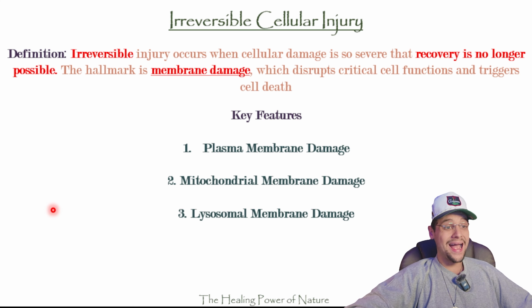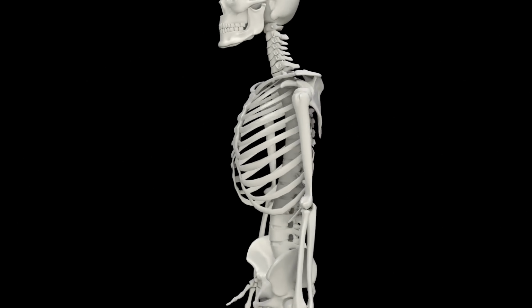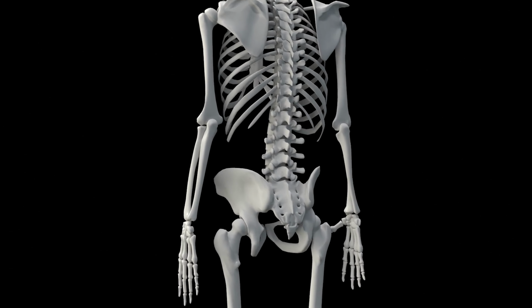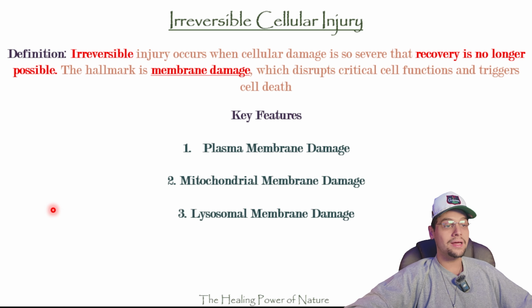High calcium levels activate these enzymes, leading to digestion of cellular components. An example is in spinal cord injury. Lysosomal enzymes degrade neurons, accelerating tissue destruction. Like a self-destruct button, the cell is dismantled from within. Lysosomal leak equals cellular collapse.